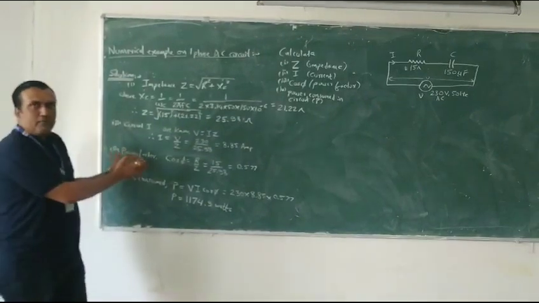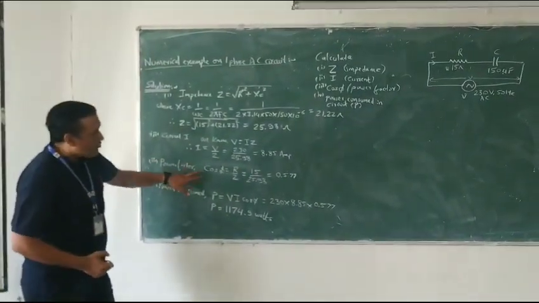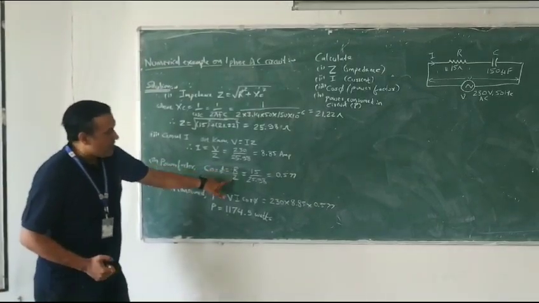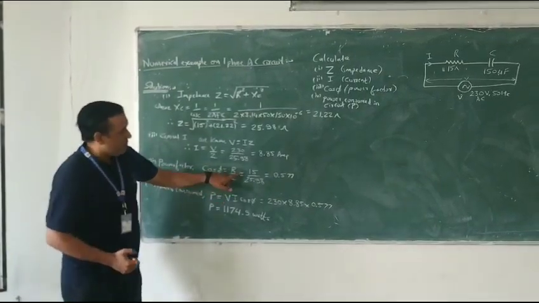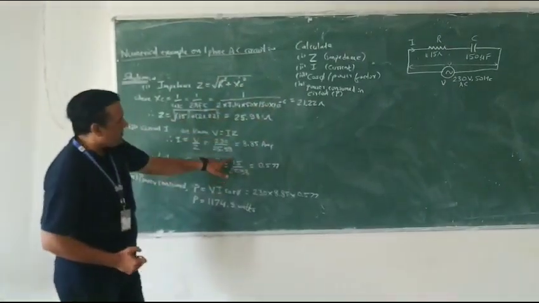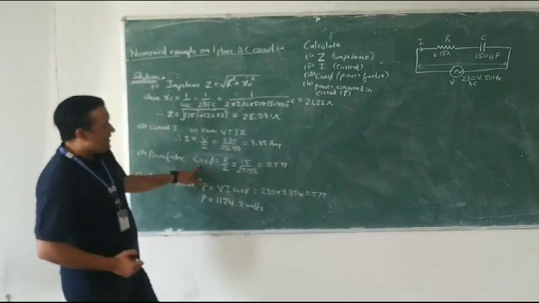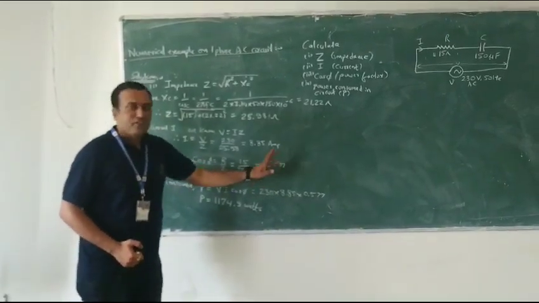Power factor is cos phi, which is the cosine of the angle between voltage and current. So the formula for cos phi is resistance divided by impedance, R by Z. We are just putting the values of R and Z from our calculation. R is 15, Z is 25.98. So we got the value of cos phi as 0.577.